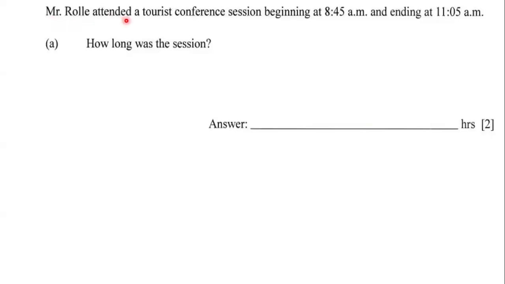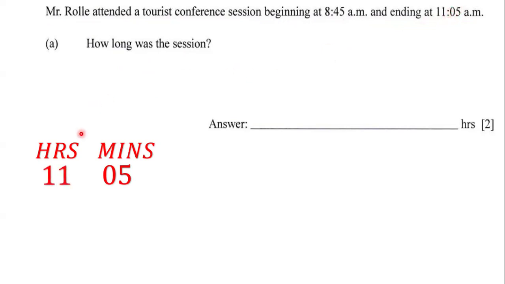Mr. Rule attended a tourist conference session beginning at 8:45 a.m. and ending at 11:05 a.m. How long was the session? Now, in order to answer this question, we're actually going to subtract. So we're going to take the ending time, which is 11:05 a.m., and we're going to put that on top.